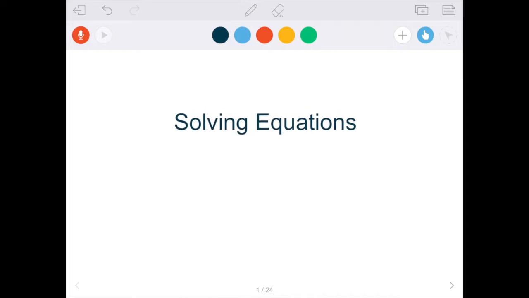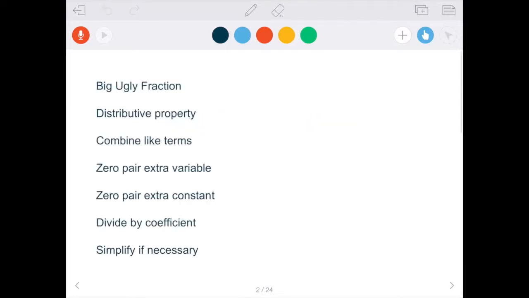All right, guys, here is a tutorial for you for solving equations. There are lots of things to remember about solving equations, and the primary one is to remember the steps.